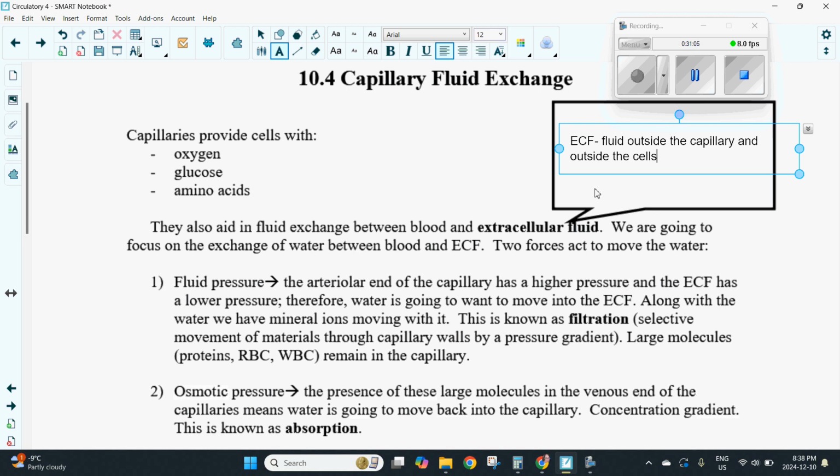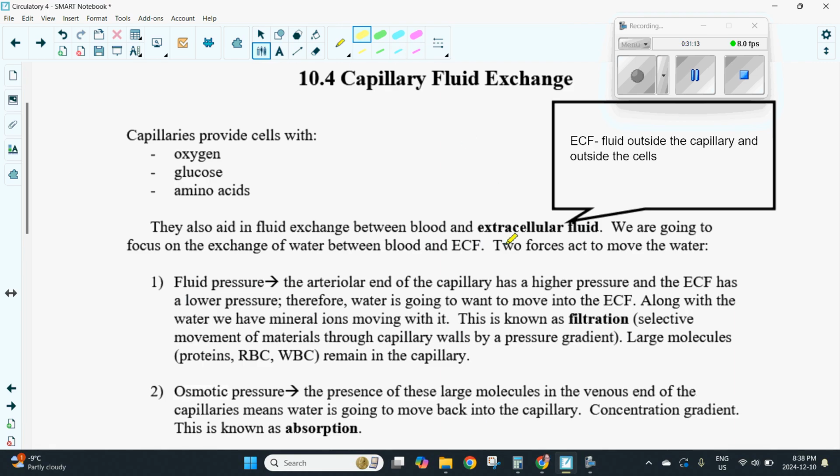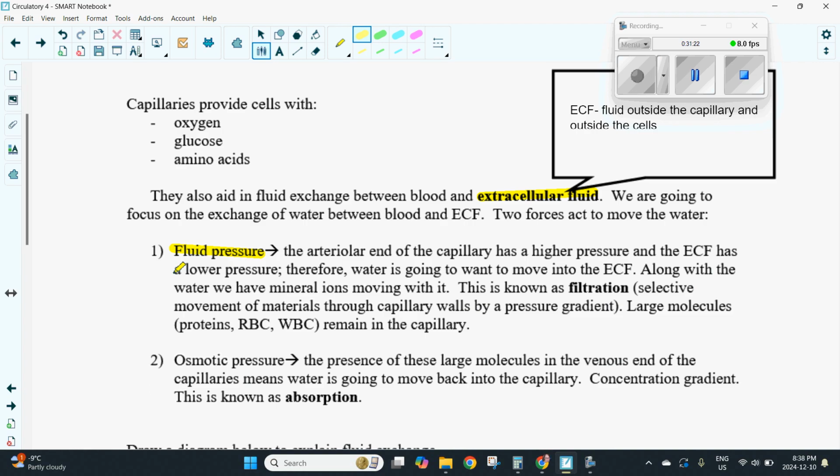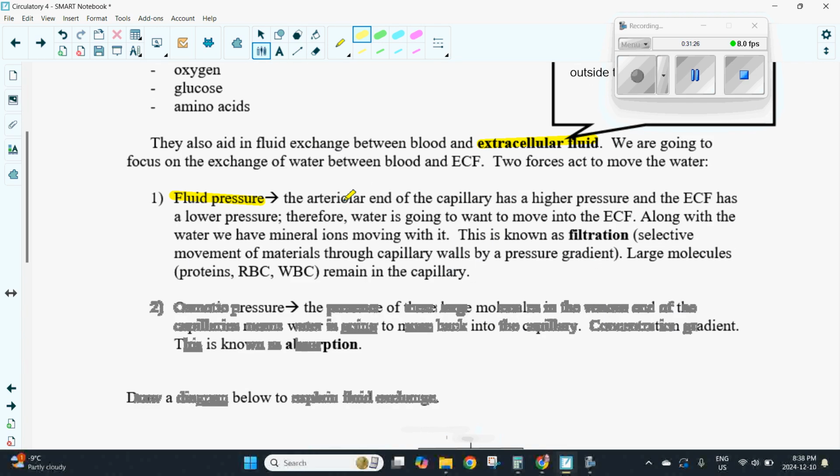So we're going to focus on the exchange of water between the blood and the ECF. There are actually two forces that play a role in the movement of water between the ECF and the blood. The first thing is fluid pressure. Fluid pressure is based on the arteriolar end of the capillary bed, which has a higher pressure.